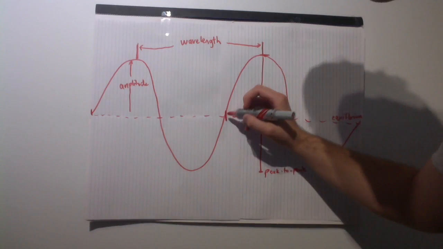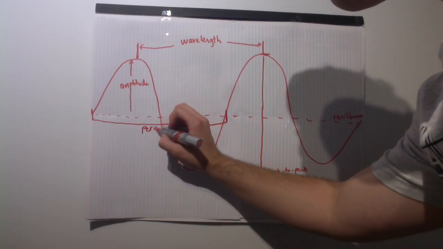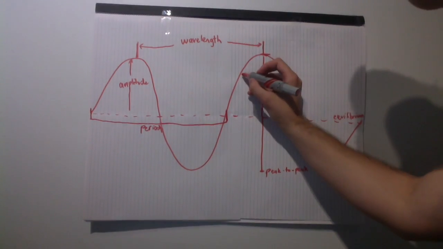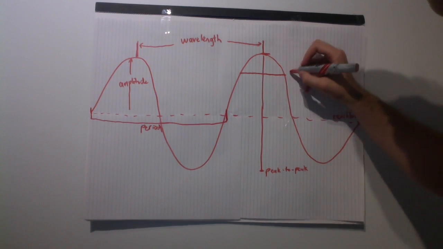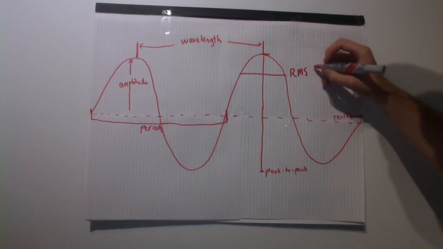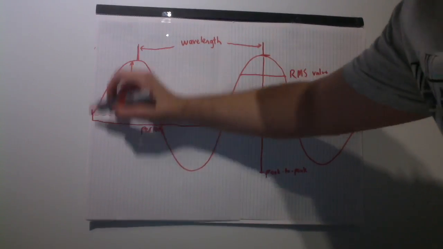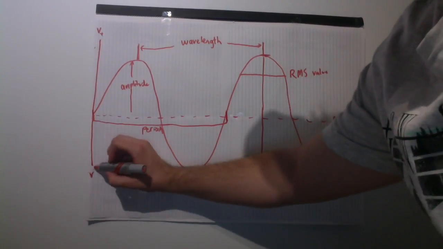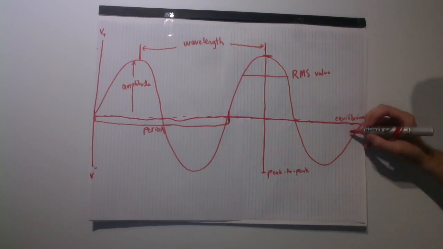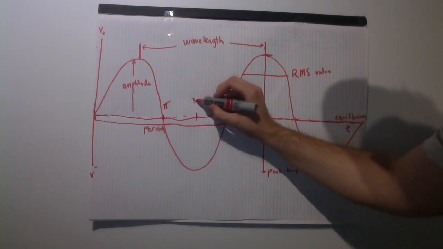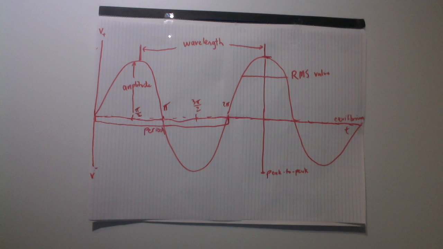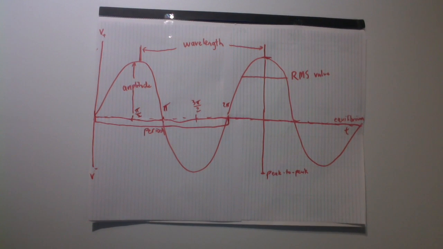The period is the time it takes for the wave to complete one oscillation. Here is the root mean square value, or the effective voltage. It is the equivalent steady DC value which gives the same effect as DC. The y-axis of a sine wave is measured in volts, and the x-axis is measured in time, sometimes in terms of pi. And there we have a final diagram of an AC sine wave.